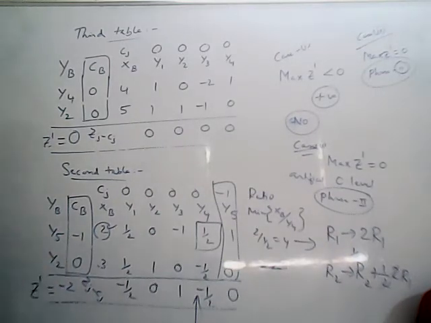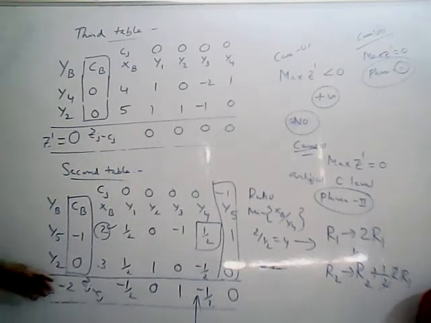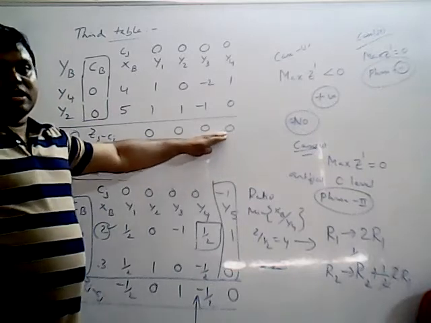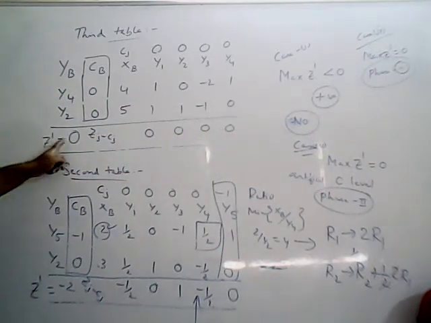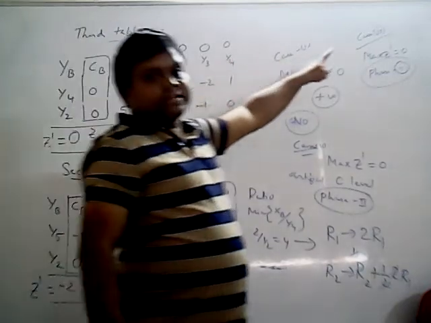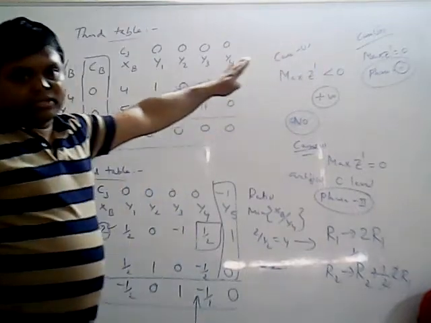But in this case you won't get that, because you are getting negative values here. Negative values mean you are moving further. So this is the third table, and you are getting all positives. All positive means that for this particular problem maximum z dash equals 0 and no artificial vector appears in the basis. This comes under case 3, so we will go to phase 2. I think all of you understood these concepts.